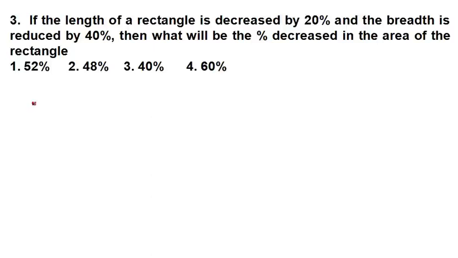Now tell me, what is the fractional form of 20%? 1 by 5. And what is the fraction form of 40%? 2 by 5. Fine. So method 1. Length into breadth equal to area. Length got decreased, breadth also got decreased. So it is asking area got decreased by how many percentage.